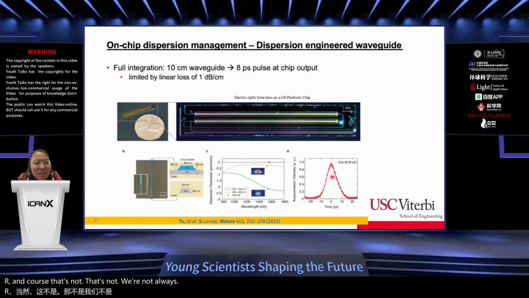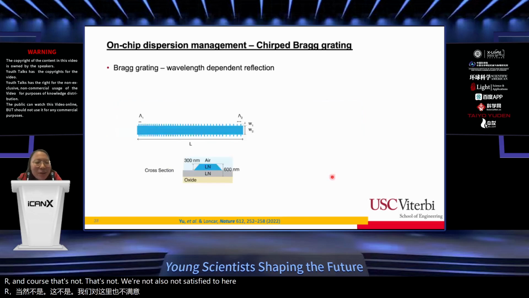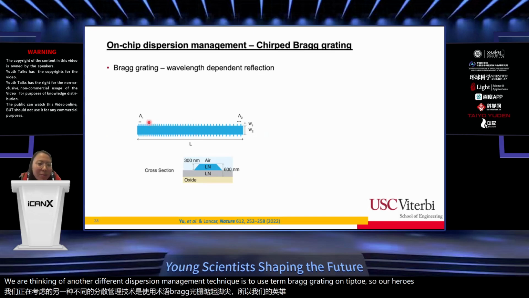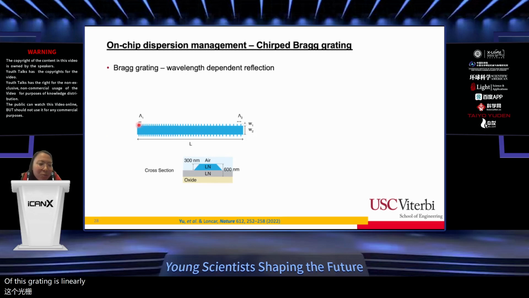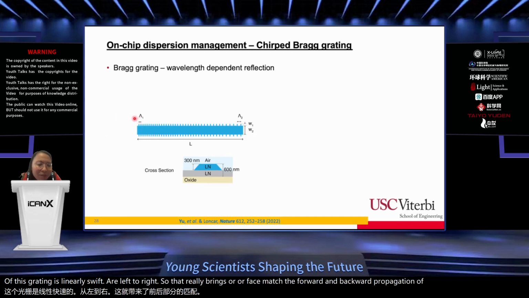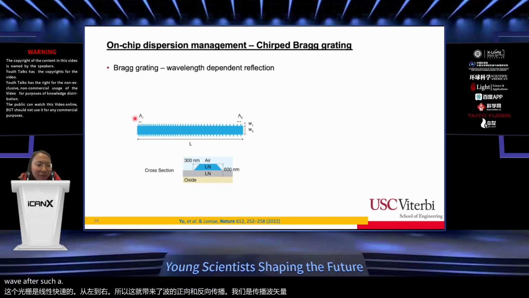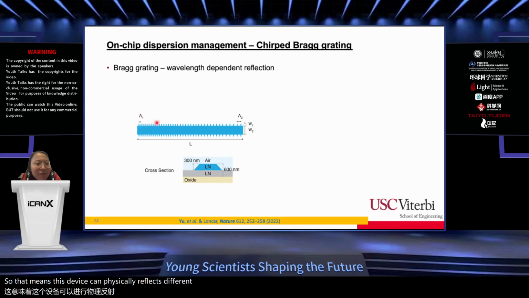Of course, we're not satisfied here, so we are thinking of a different dispersion management technique: using a chirped Bragg grating on chip. Here is a schematic of a chirped Bragg grating, where you can see the period of the grating is linearly swept from left to right. That phase-matches the forward and backward propagating wave vectors at different wavelengths. So this device physically reflects different wavelengths at physically different positions, and that gives a very, very large group velocity dispersion.